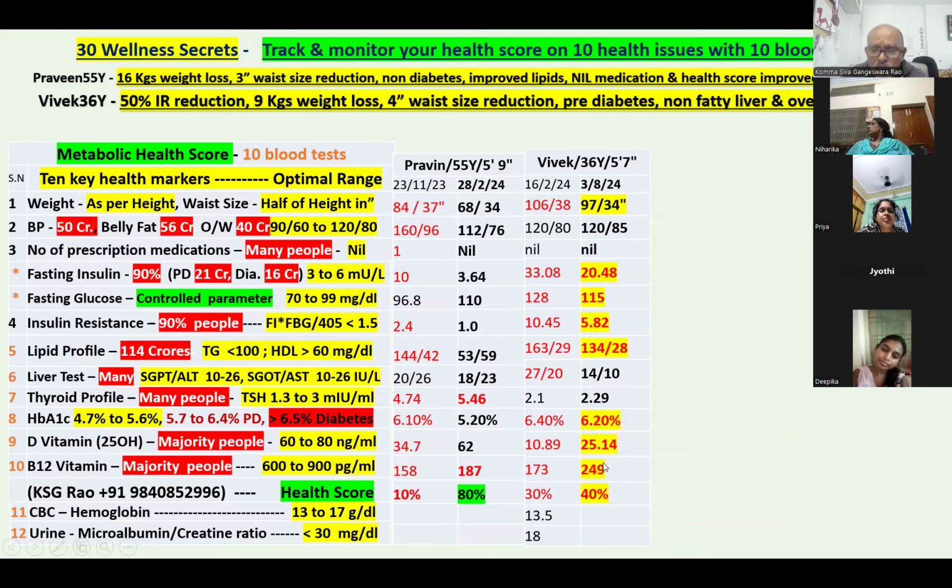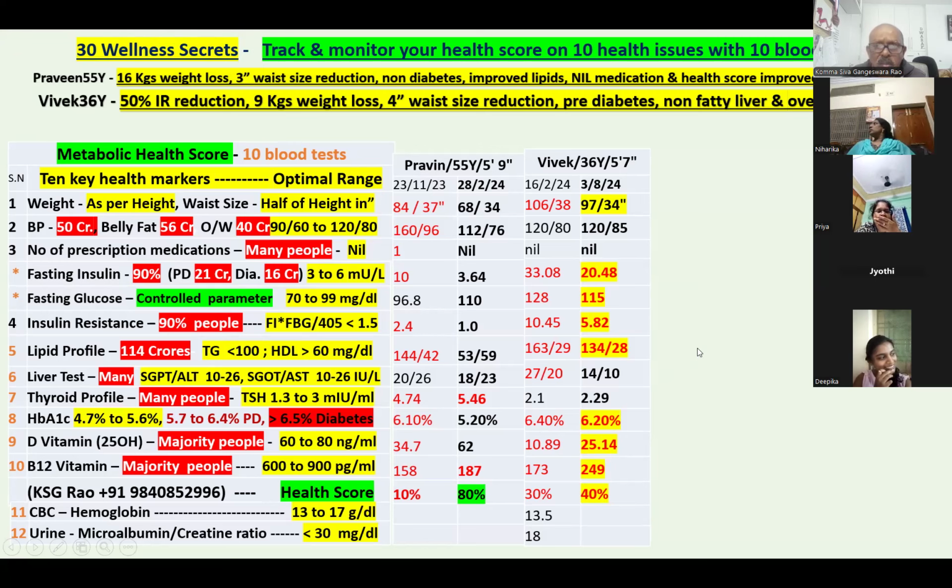See, there is not much improvement in the score, but there is a great improvement in all parameters. See, this guy went from 106 kg to 97 kg in how many months? 6 months. And he has improved. Look at this one. He has improved substantially. Triglycerides have improved. A1C has improved. He has improved slightly on vitamin D.